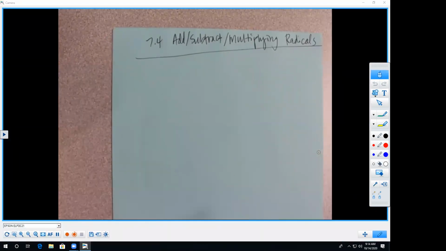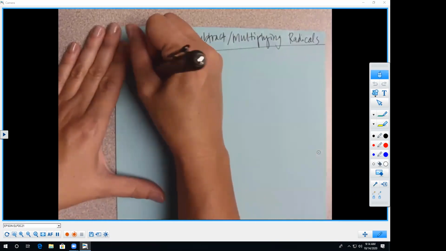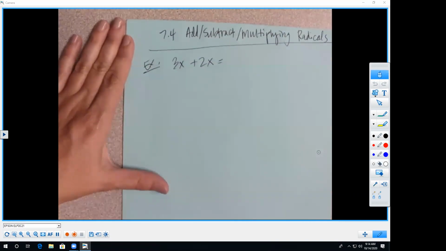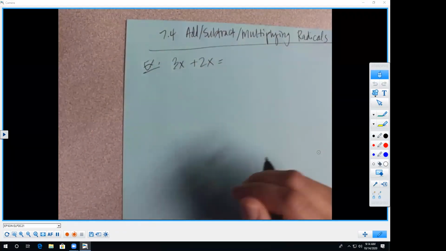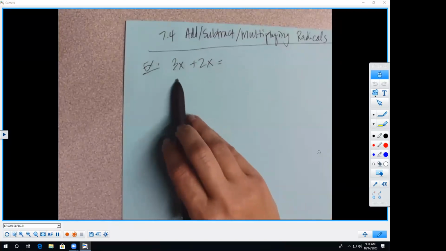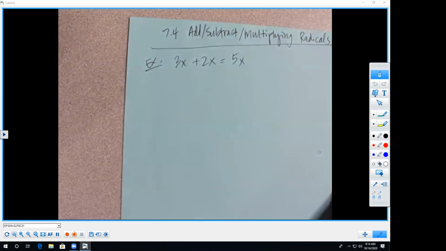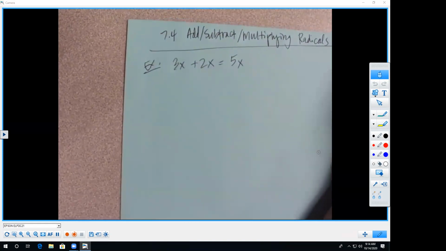Okay, so we treat radicals the same way we would treat a variable. For example, if I was adding 3x plus 2x, all you do is add the coefficients in front, right? 3 plus 2 is 5. You have 5x's then. You don't write 5x squared because we're not multiplying here. You just add the two numbers in front. It's the same idea with radicals.